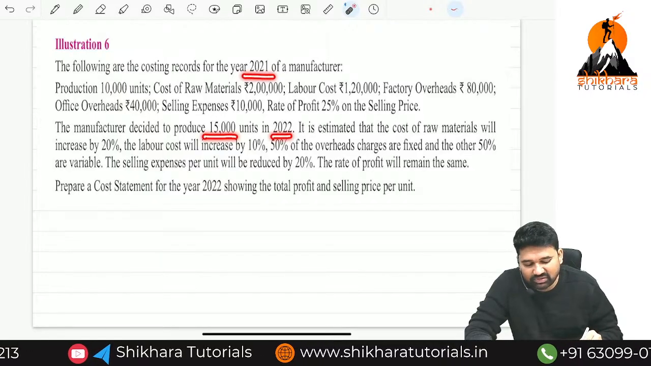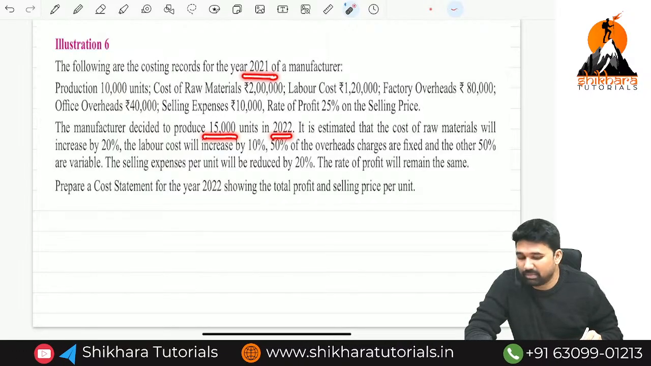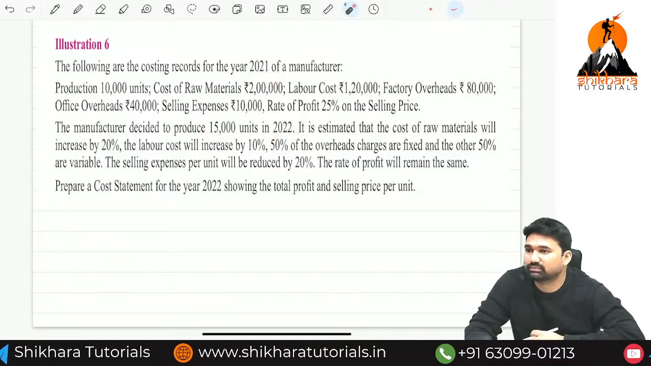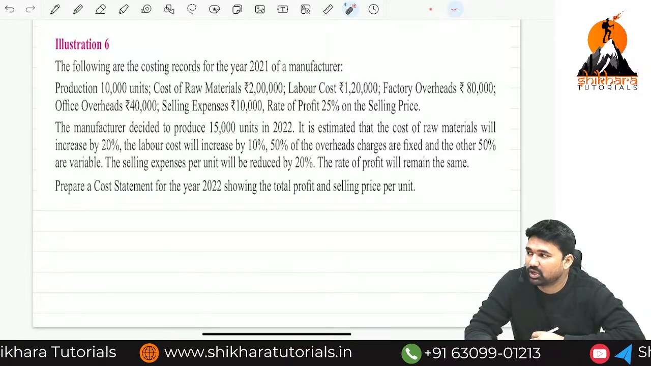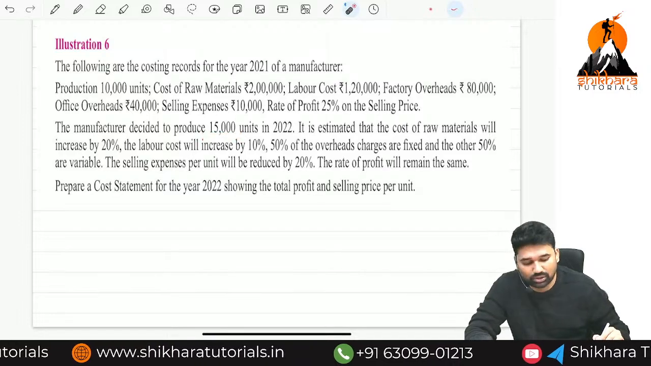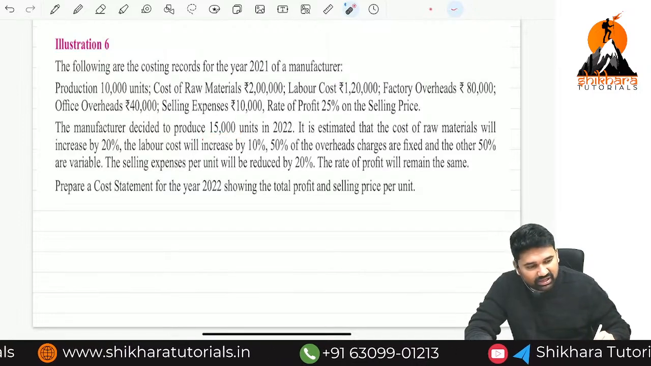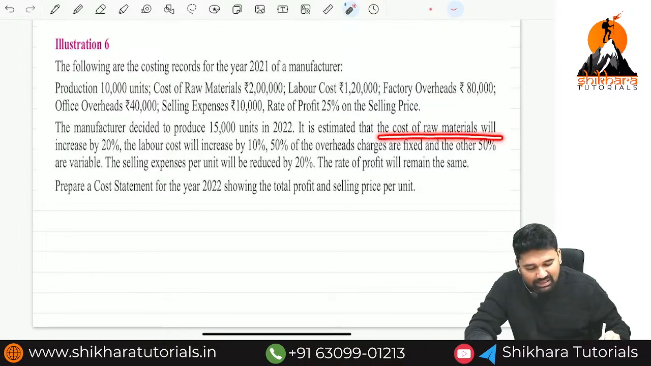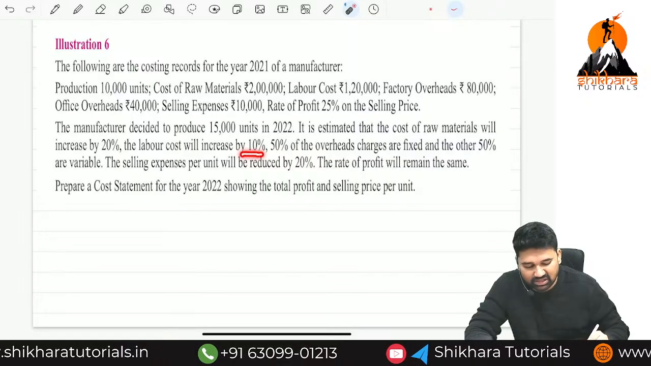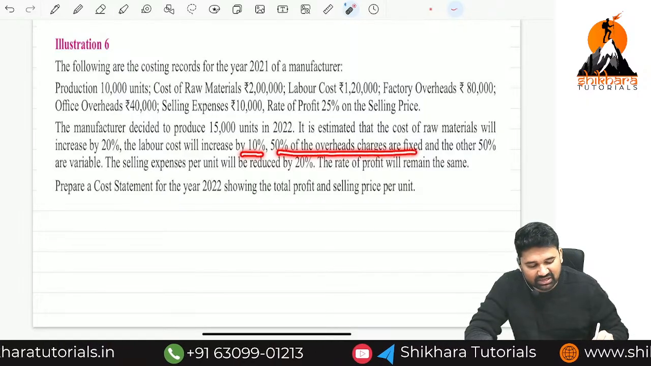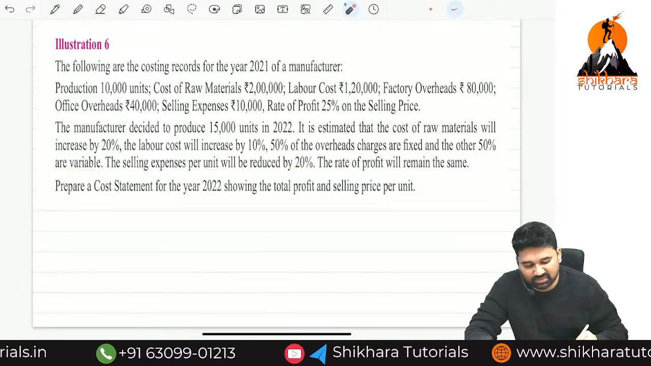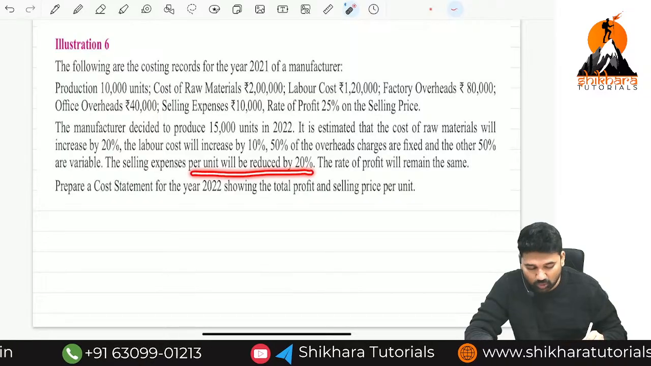This is the record with respect to 2021. But now in 2022, he wished to produce more than 10,000. How much more than 10,000? It has been clearly given: 15,000 units he wishes to produce. It is estimated that the cost of raw materials will increase by 20%. Labor cost will increase by 10%. 50% of the overhead charges are fixed and the other 50% are variable. The selling expenses per unit will be reduced by 20%.